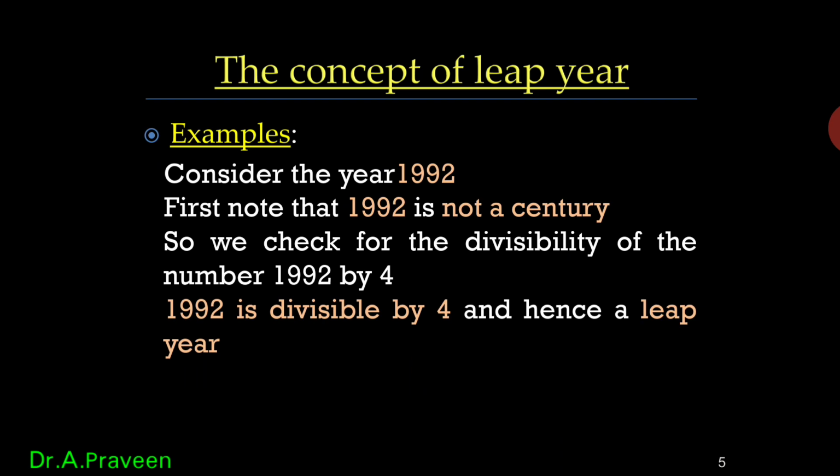Here also, to check whether 1992 is divisible by 4, we take the last two digits, that is 92. We find that 92 is exactly divisible by 4. So therefore, the entire number 1992 is also divisible by 4.